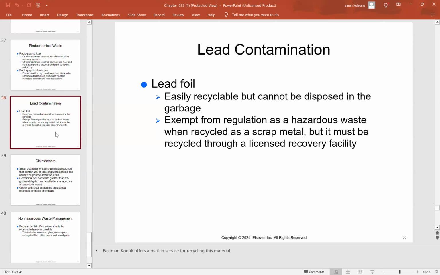Lead foil is easily recyclable but cannot be disposed in the garbage. This is exempt from regulation as a hazardous waste when it's recycled as scrap metal.